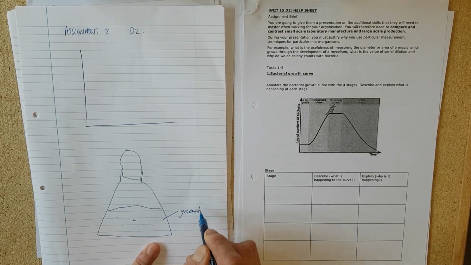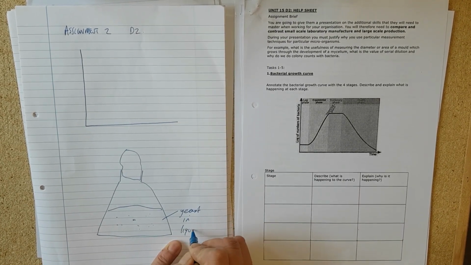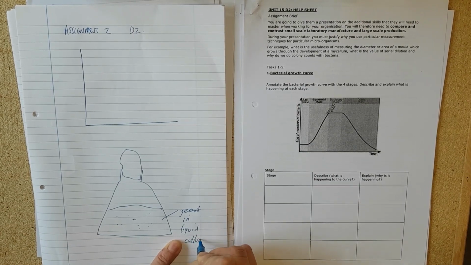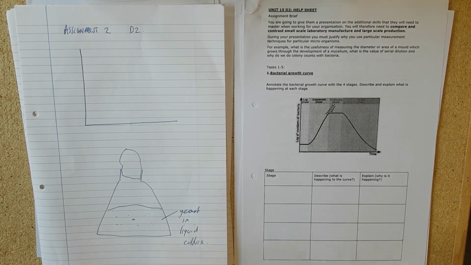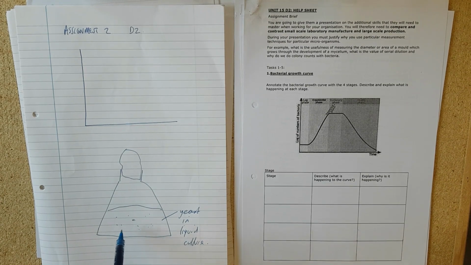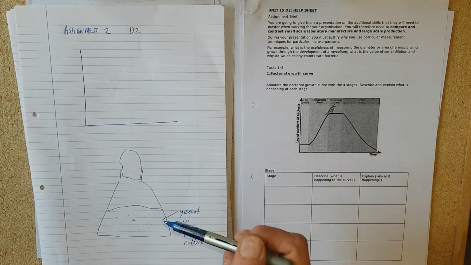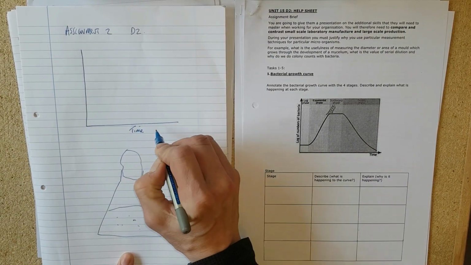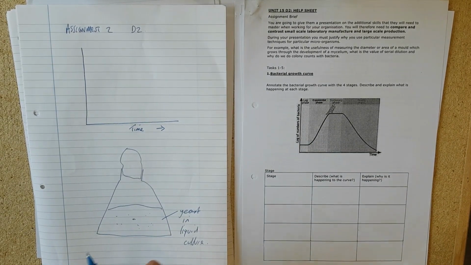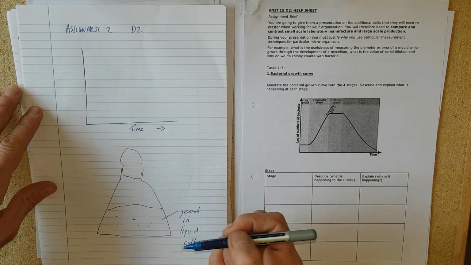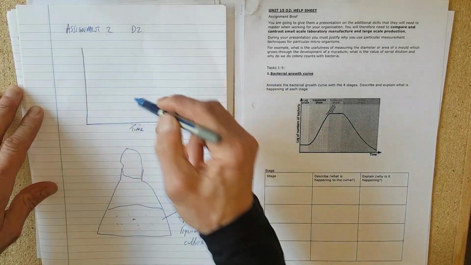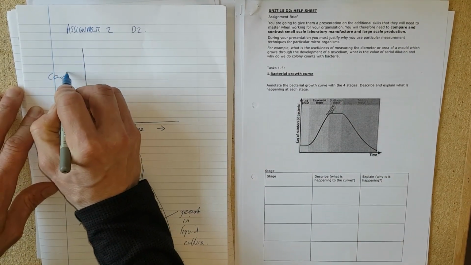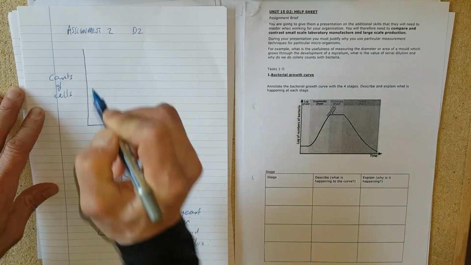So yeast in liquid culture, and you did some counting of these. What happens is we put a small number of yeast cells in here and then just leave them, and then they divide and divide and divide. And this graph shows you what happens over time. So this bottom axis is time, and when you did the hemocytometer counts, these are just the counts at the side. So these are the counts of cells.